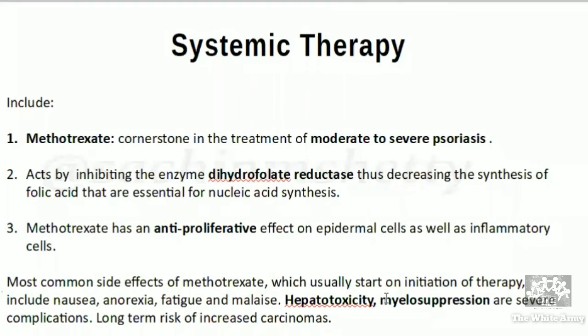One of the most important side effects being myelosuppression. Other minor side effects are there, but the most dreaded complication is myelosuppression. Also, since it is metabolized in the liver, hepatotoxicity is one of the important side effects. But methotrexate is one of the important drugs used in psoriasis, and it takes a long time to act. Usually, it takes around 2 to 4 weeks for the methotrexate to act.